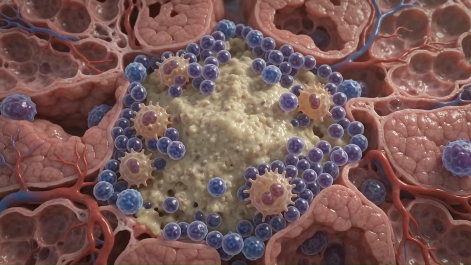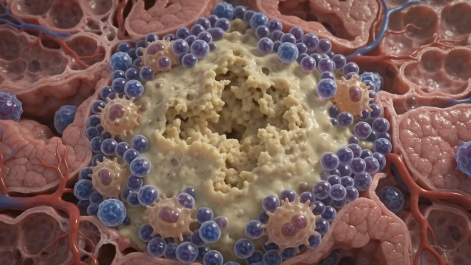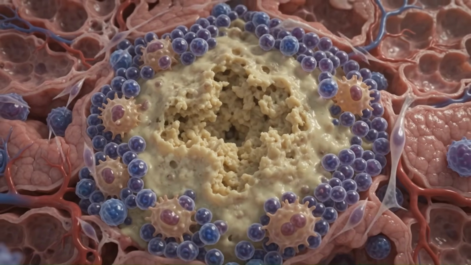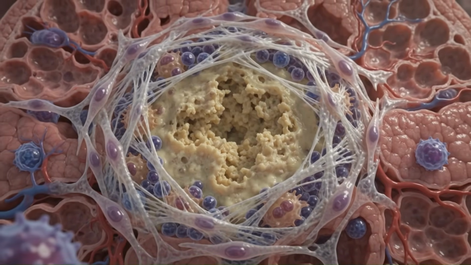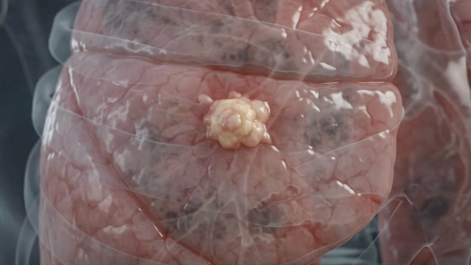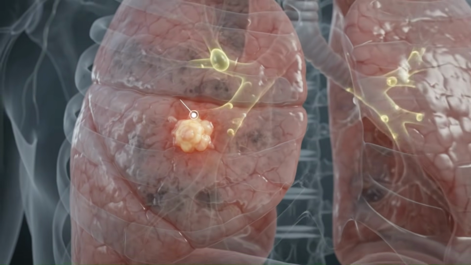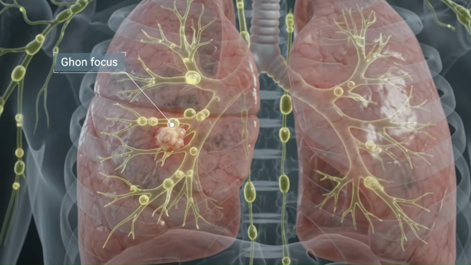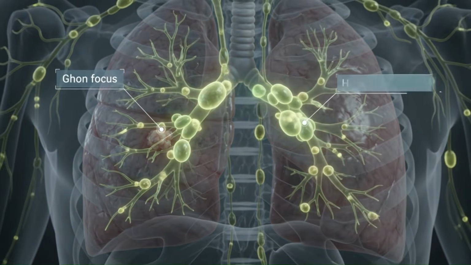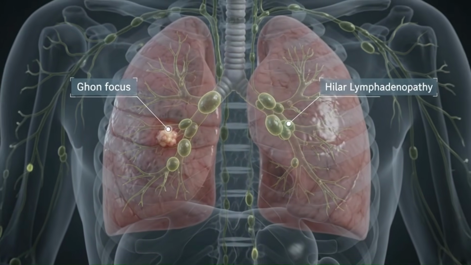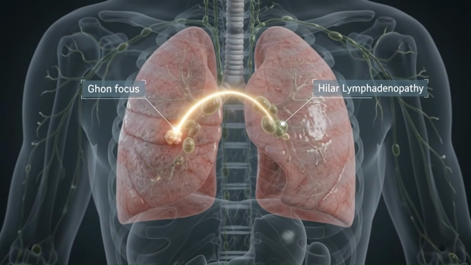Persistent immune activation produces characteristic caseous necrosis within the tuberculous granuloma. Primary pulmonary tuberculosis produces a Ghon focus, the initial pulmonary lesion, with associated hilar lymphadenopathy forming the Ghon complex.